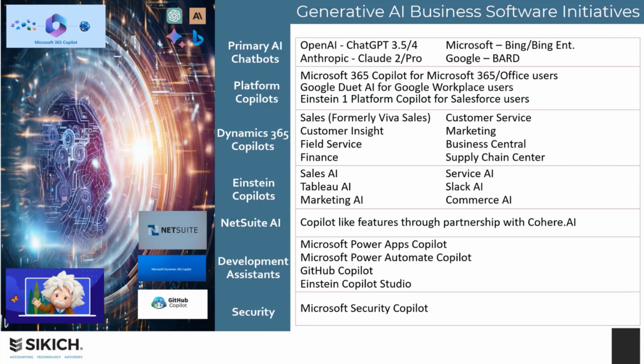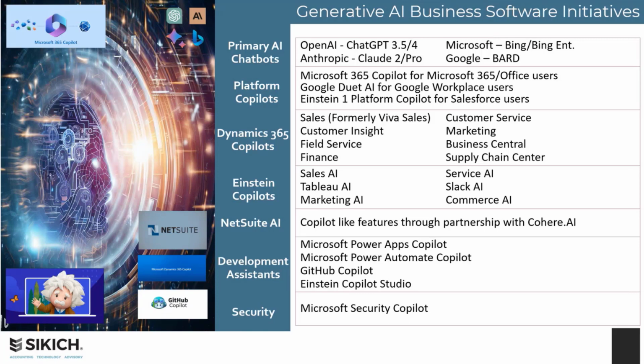Now, within the individual products, for Microsoft, you have Dynamics 365, and they have a Copilot for everything: sales, customer service, customer insight, field service, finance, Business Central, etc. And those have very specific focused functionality within their product. And if you have the higher tier version of each of those, it's included for free in your product.